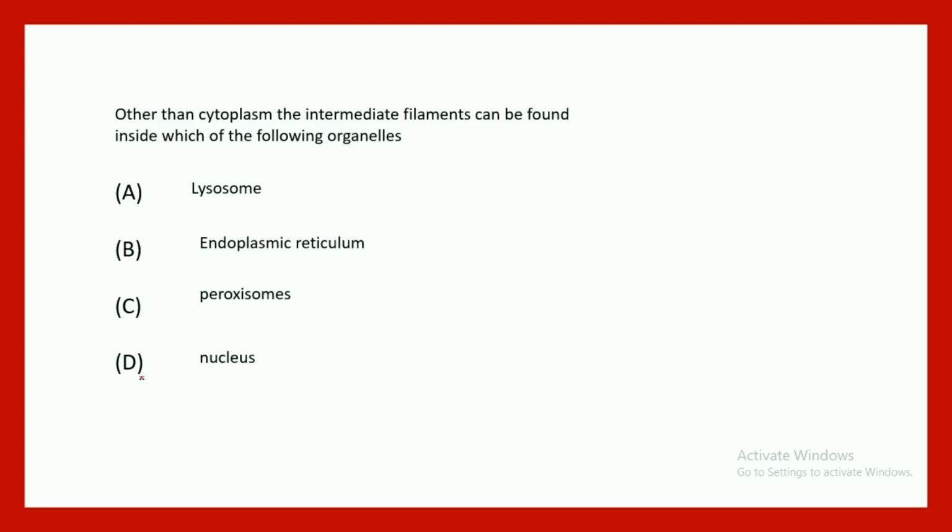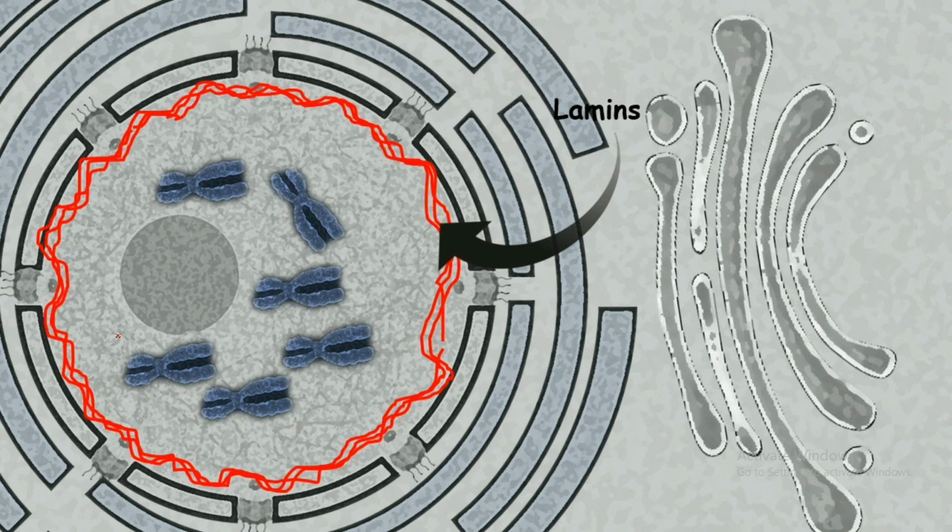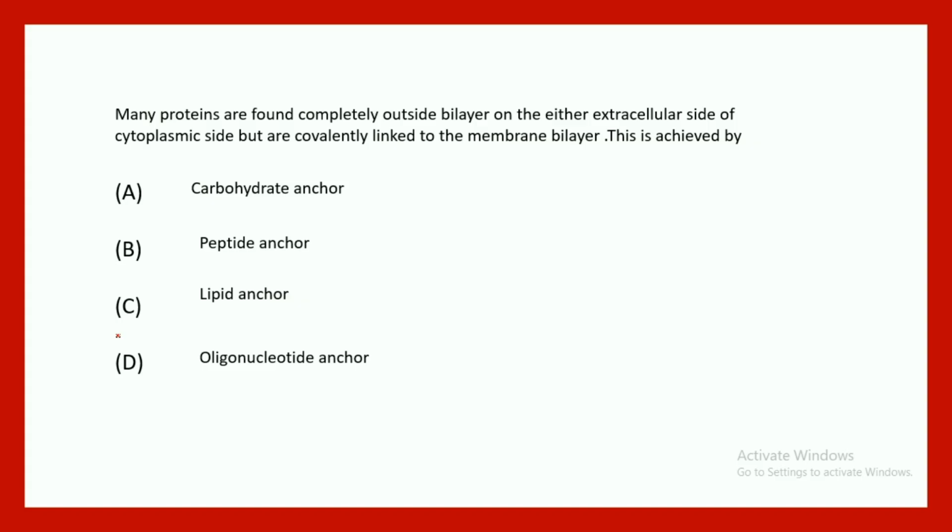Other than cytoplasm, the intermediate filaments can be found in which of these following organelles? The correct answer here would be nucleus. So let me remind you that inside the nucleus there is a framework of intermediate filament, and that is known as lamin. Lamin is one type of intermediate filament which is residing just inside the nuclear membrane.